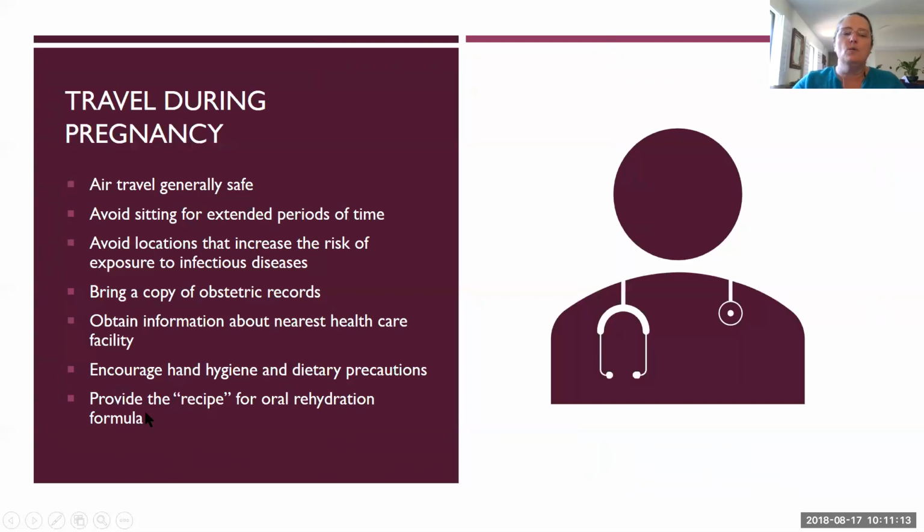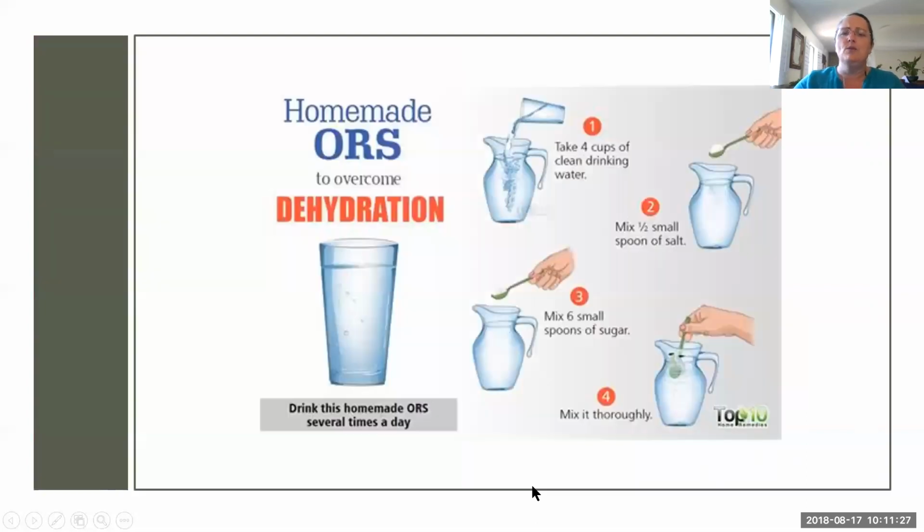And then we talk about what an oral rehydration formula is, especially if they're going to a third world country. Dehydration is detrimental to a pregnant woman. And everyone should know what the oral rehydration formula is, and it's here on the next slide. Basically, you take 4 cups of clean drinking water, mix in 1/2 of a small spoon of salt and 6 small spoons of sugar, and that's your oral rehydration.